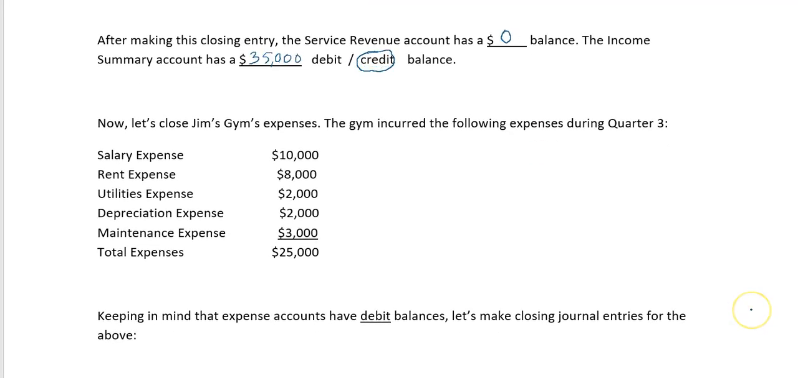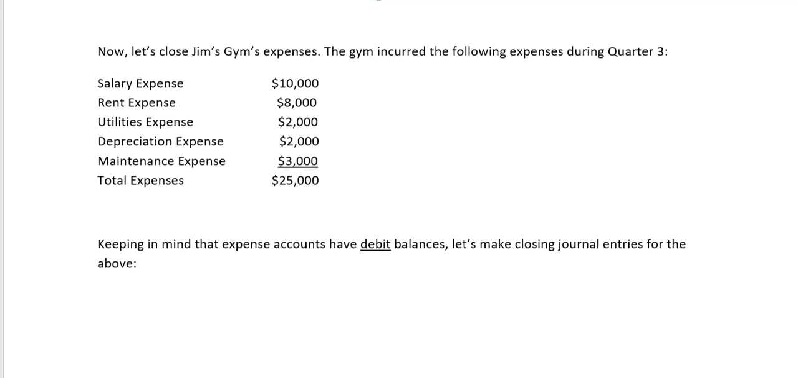Now we are going to close Jim's expenses. Jim incurred the following expenses during quarter three. So we had salary expense of $10,000, rent expense $8,000, utilities $2,000, depreciation $2,000, and maintenance $3,000. Our total expenses are $25,000. Keeping in mind that expense accounts have debit balances, let's make closing journal entries for the above.